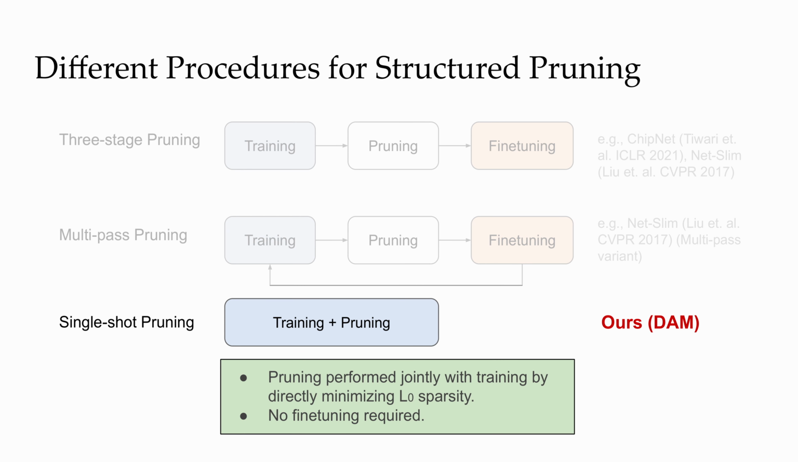In contrast to existing methods for structured pruning, we present a single-shot pruning procedure where the pruning is performed jointly with the training by directly minimizing L0 sparsity. Since our procedure provides a systematic approach to directly minimize the L0 sparsity of the learnable masks, it does not require any fine-tuning and hence shows much faster training.